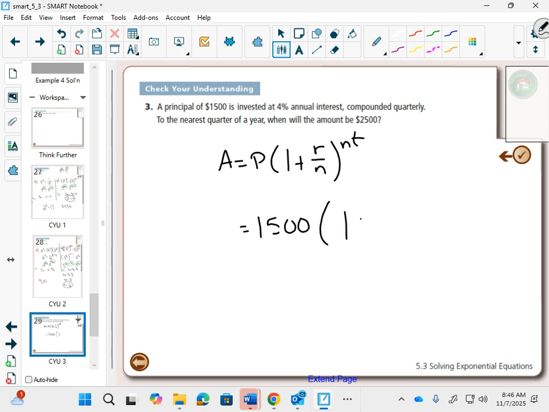The R is the rate, so 4%, and the rate is always a decimal. And they'll say that in the question, that R is the interest rate as a decimal. So we're getting 4% interest rate, compounded quarterly. The N is how many compound periods you have per year. If it's compounded quarterly, how many times does that happen in a year? Quarterly would be four times.